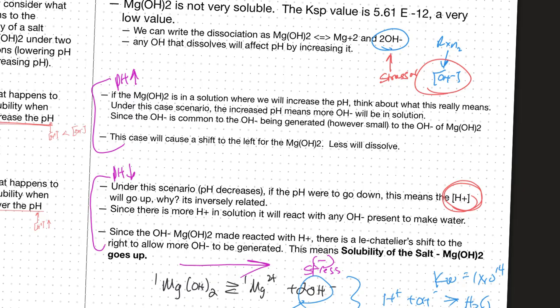So the inverse relationship here is if you increase pH, it creates a decreased solubility. And if you decrease the pH, you increase the solubility of a salt in solution. So those are the remaining topics that I needed to cover here.